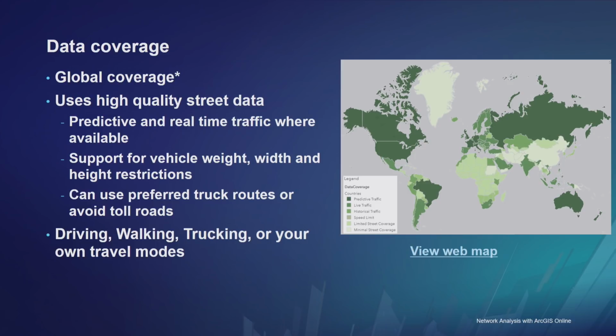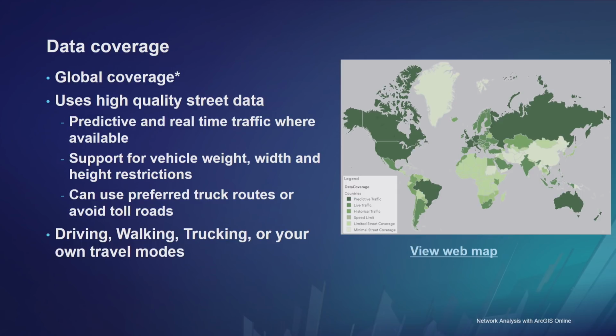And what I mean by that is, say for North America, that's that dark green for United States, it has not only speed limits, but it has historical traffic, live data traffic, and predictive traffic up to 12 hours in the future. So you know what the traffic would be, and the analysis will take advantage of that during the drive time analysis to know how far you can actually travel. Other countries have less coverage where they might just have historical traffic. And as you get to the lighter colors, it might even be minimal street coverage where they just have streets between cities and they don't have the actual residential streets.